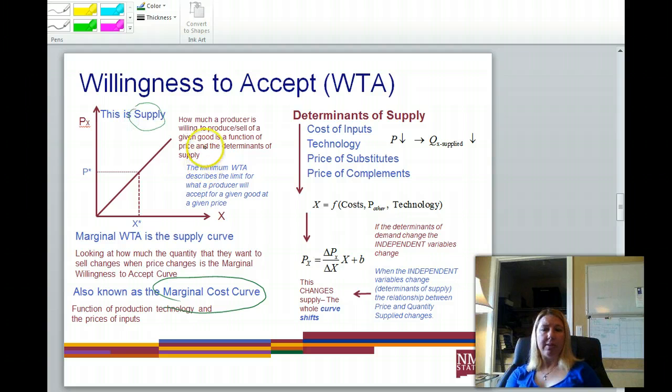Now it's upward sloping, and it's how much a supplier is willing to provide at a given price, and that's a function of the costs. The determinants of supply are right here: inputs, technology, price of substitutes.